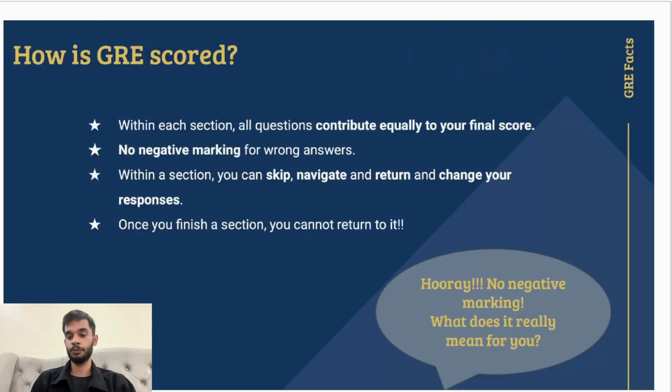Next thing, there is no negative marking as well. So no negative marking for wrong answers. You can pick any option, even if you don't feel confident about it. Within a section, you can skip, navigate, return and change your responses as many times as you like. Once you finish a section, you cannot return to it. Let's say if I'm done with my first section of math, I cannot return to it.